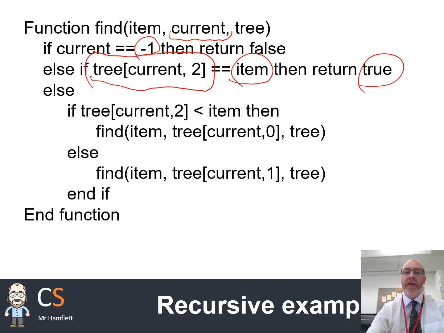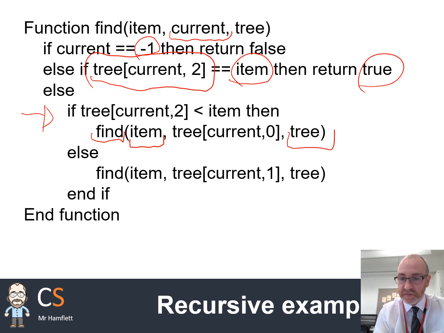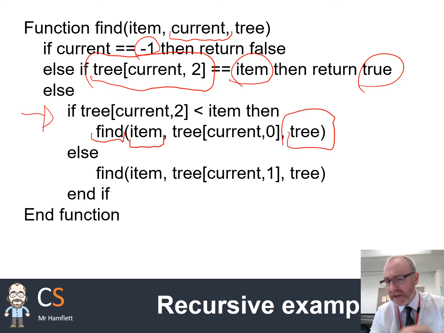Otherwise, what I do is I have the same if statement. Notice the if statement's not changed, but this time I recursively call find. I keep the same item because that's not changing. The tree itself is not changing. Okay. Now I could use the tree as a global variable. In this example, I'm passing it through. It doesn't matter for this kind of code which way you do it. I prefer to pass things through just because I do.